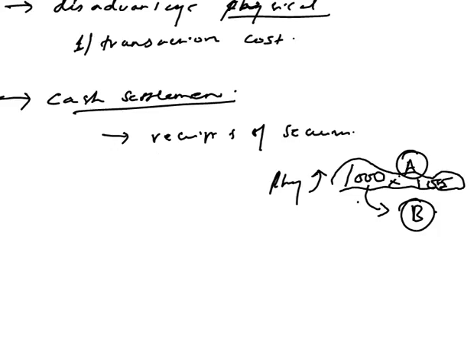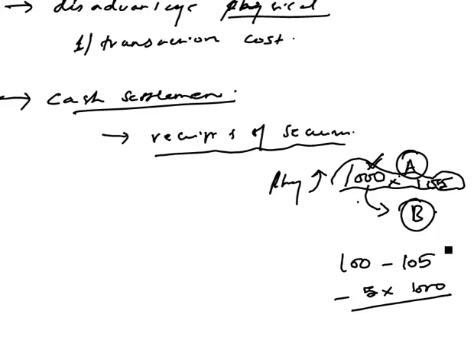But in the case of cash settlement, since there is no buying or selling of the security, I will only be paying the difference. This is 5 rupees, right? So I'll be incurring a loss. This loss of 5,000 rupees I'll be paying to B. That's it. I will not buy any security in this case. That is the cash settlement.